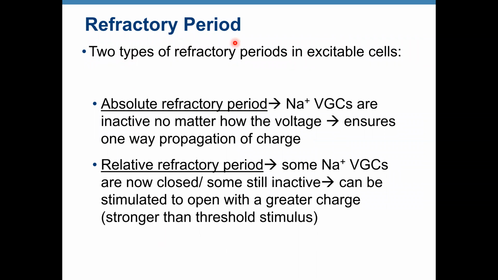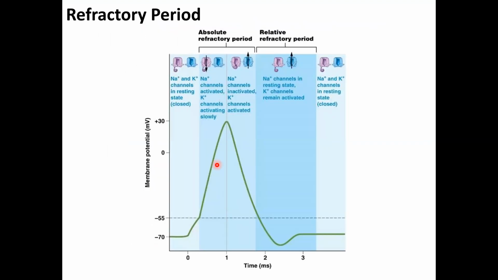Now, what is the refractory period? The refractory period is when cells cannot be excited. We have an absolute refractory period and a relative refractory period. Let's look at this picture over here. So in the absolute refractory period, no stimulus can excite a cell. Even a very strong stimulus cannot cause an action potential.